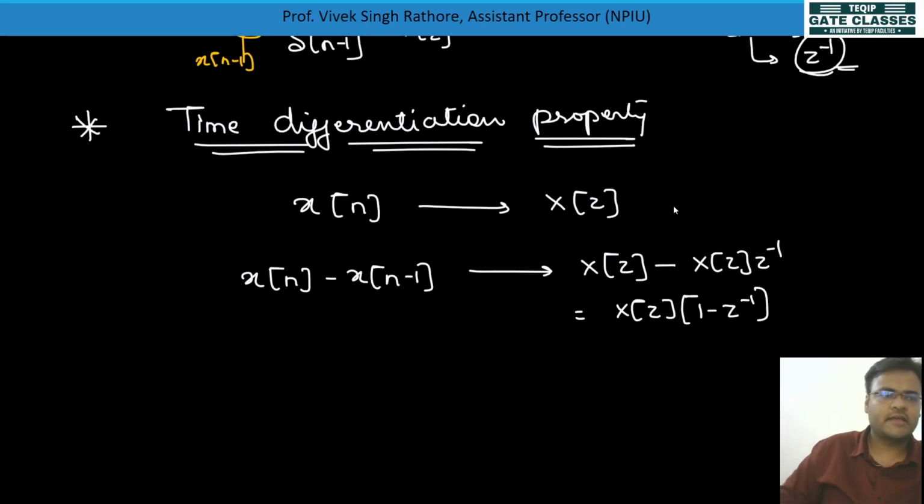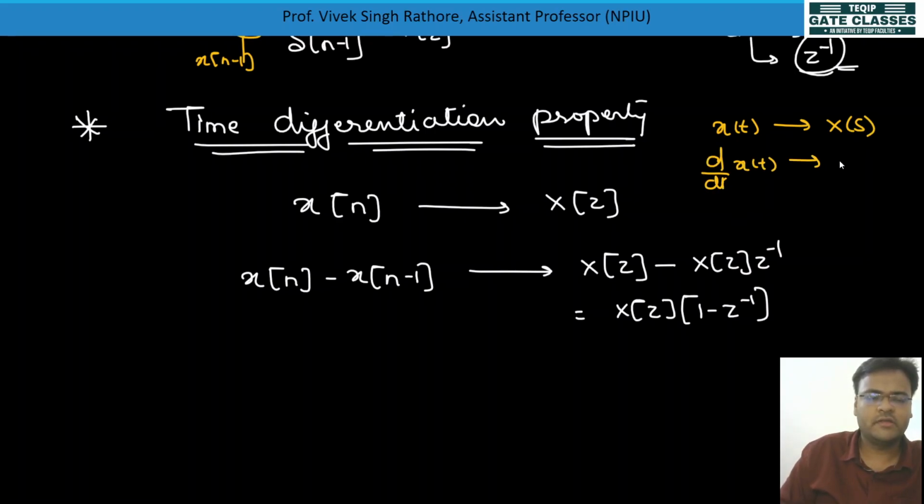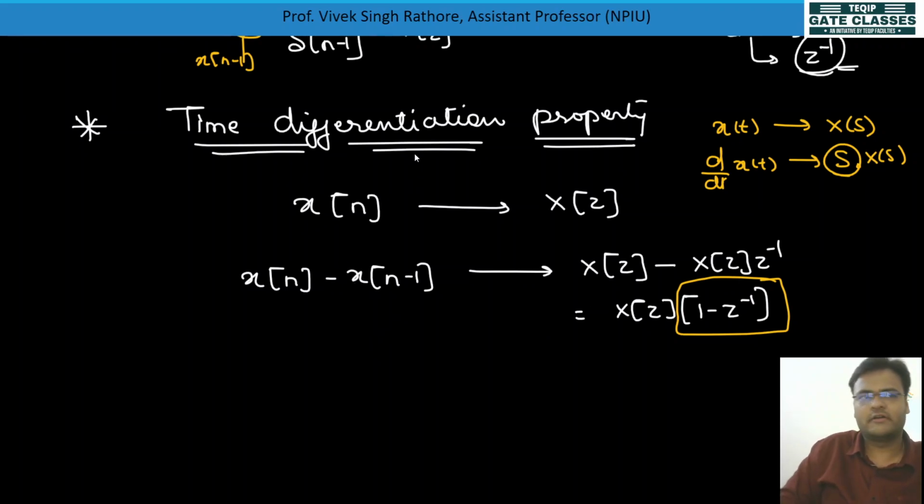Okay, see, as you know, in Laplace transform, what we have seen, if the Laplace transform of x of t is x of s, then d by dt of x of t will be s into x of s, if you remember. So here also, something is multiplied by x of z. So ultimately you can compare these two. I'll show you in the time integration property also.